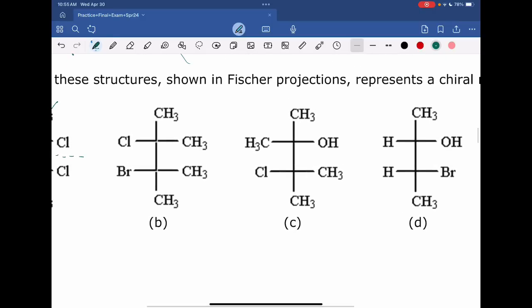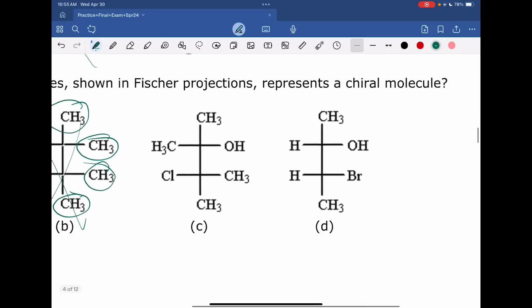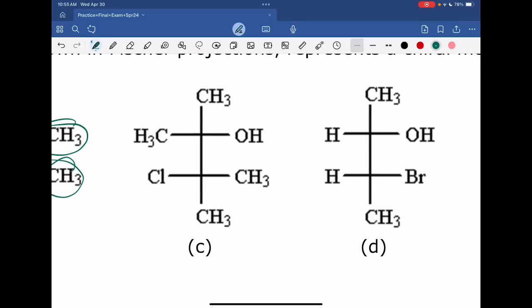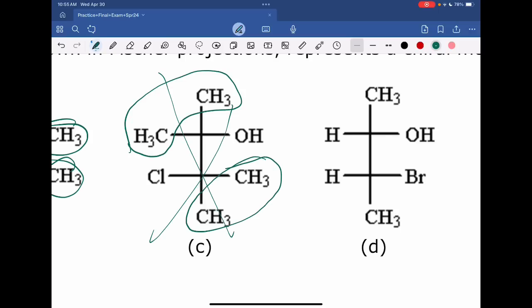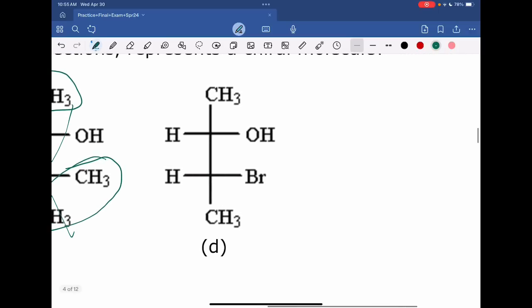B, we have two things that are the same on this carbon, so this is not chiral. And same for the bottom one. It's also not chiral. C, we have two things that are the same and two things that are the same, so not chiral. D, oh, D totally looks chiral. 1, 2, 3, 4. This is the chiral center. And we have 1, 2, 3, 4 in here, also a chiral center. So it's D.